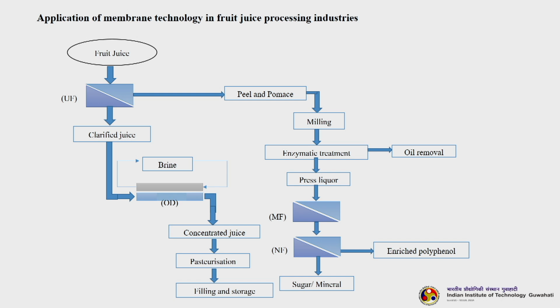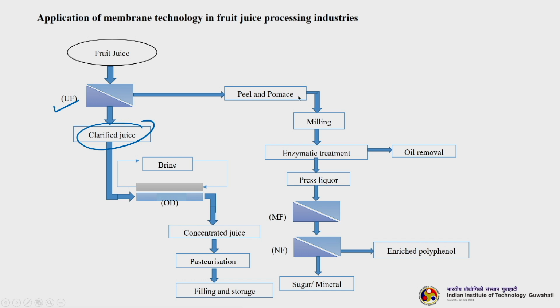This is the schematic diagram of the application of membrane technology in fruit juice processing industries. You can see the fruit juice passing through the ultrafiltration membrane, and you get the clarified juice here. That clarified juice is not immediately collected and packed. It passes through separate systems. Here you remove the brine, brine is added to remove certain other components, then we get concentrated juice, then it goes to pasteurization and storage.